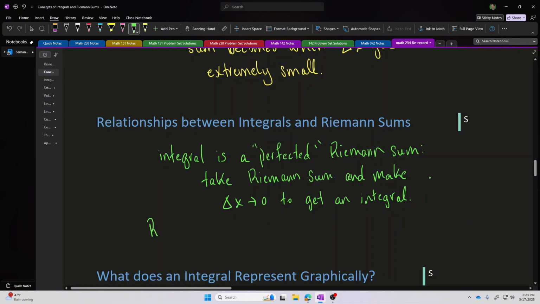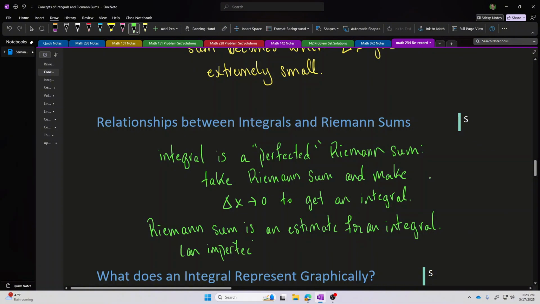Or you could also say that a Riemann sum is an estimate for an integral. A Riemann sum is an imperfect approximation for an integral. And this can be really useful if the integral, perfect as it is, is too difficult to actually calculate. If the integral is too hard to actually calculate, you can convert it back into a Riemann sum and calculate the Riemann sum instead.